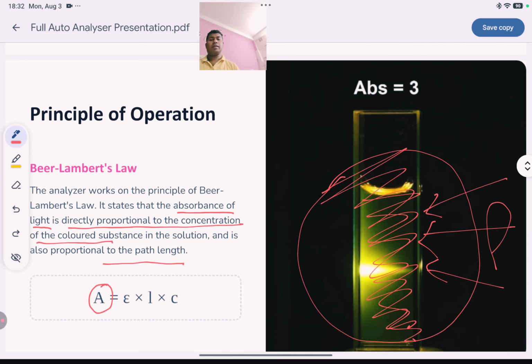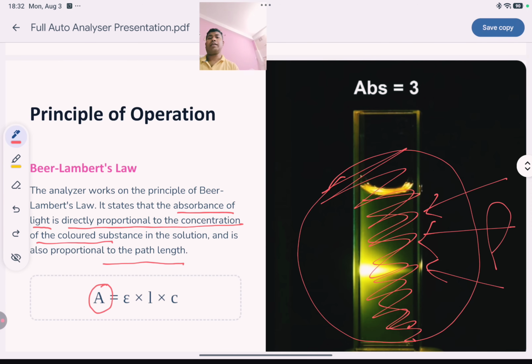If anyone asks you which principle or which law does a full automatic analyzer work on, you can directly say them it is Beer-Lambert's law, and you have to say that according to Beer-Lambert's law, the absorbance of light is directly proportional to the concentration of the colored solution, and it's also proportional to the path length. Okay.